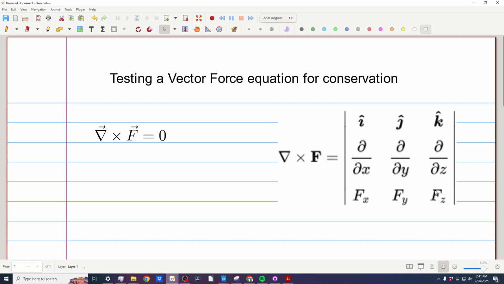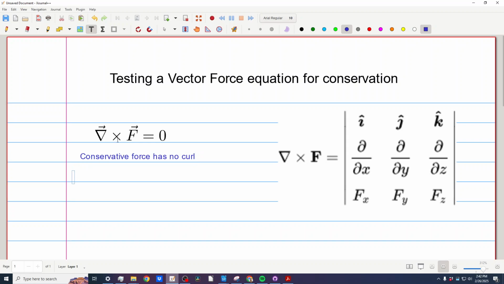So this video shows you a little bit more, a reminder of how we're testing a vector force equation for conservation. In other words, is a particular vector force conservative or not conservative? And one of the things that we have in these cases is that a conservative force has no curl. It doesn't curl back in on itself.